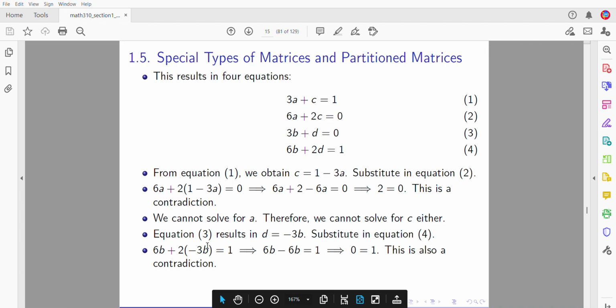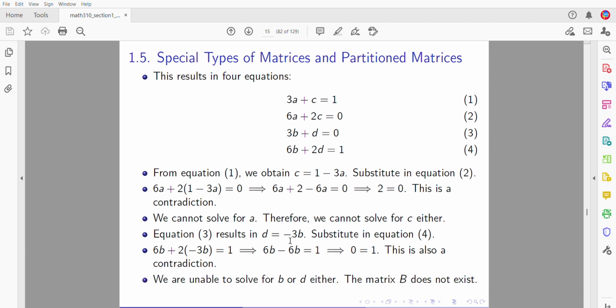That is 6B minus 6B is 1. 0 equals 1. This is also a contradiction. Again, we cannot find B and D. We are unable to solve for B or D either. The matrix B does not exist.